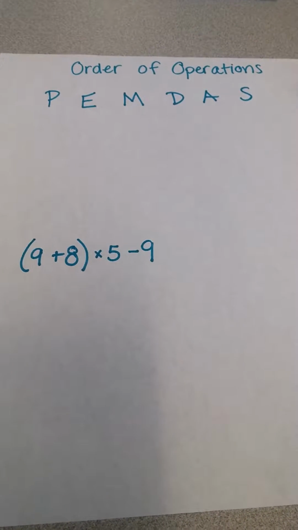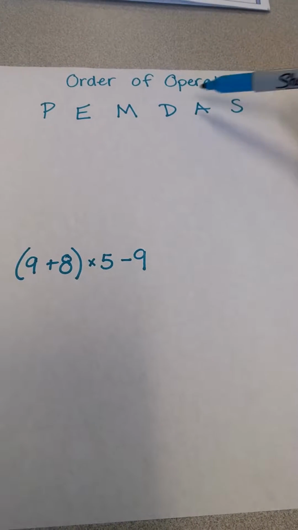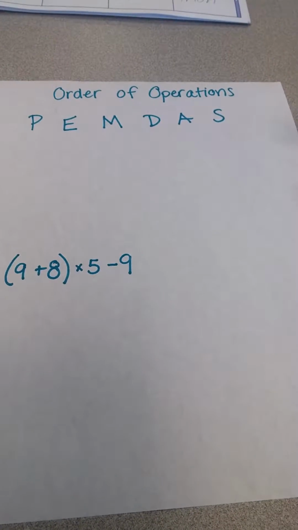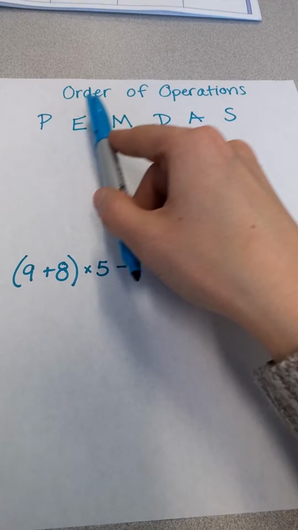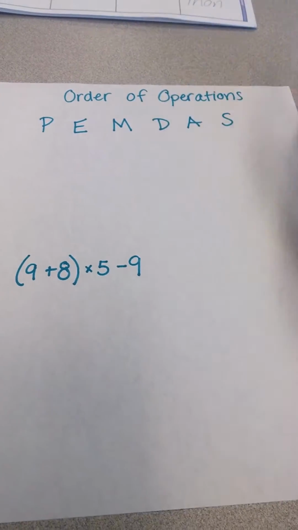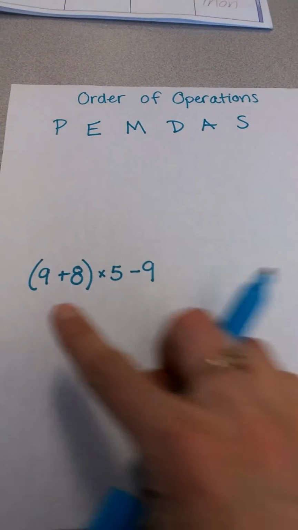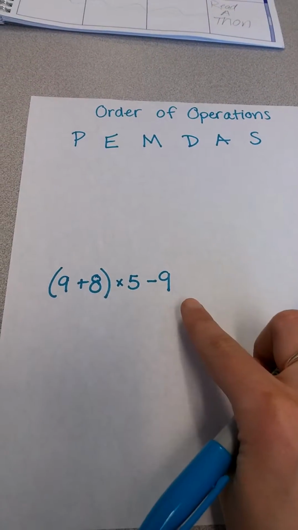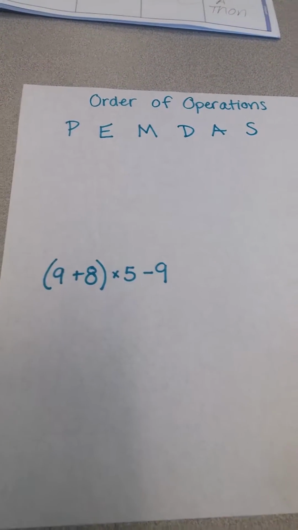Today we're going to be learning about order of operations. An operation is the same thing as addition, subtraction, multiplication, division. There's a specific order of those operations that we need in order to solve problems that look like this. We can't just solve them from left to right. The answer would not be correct.